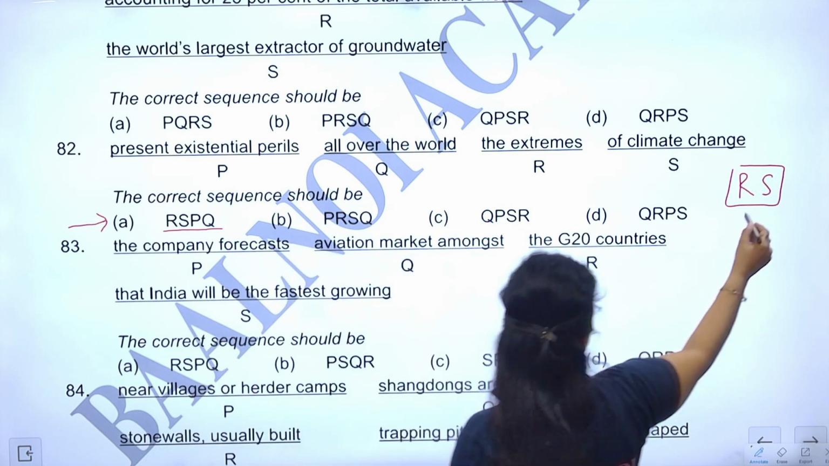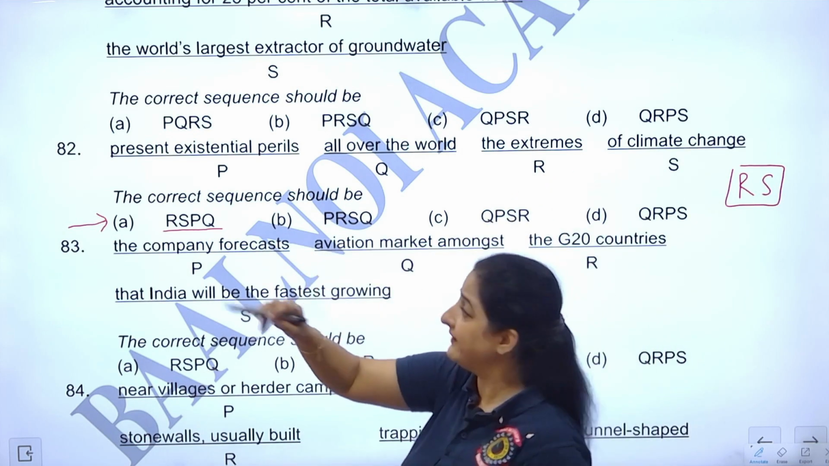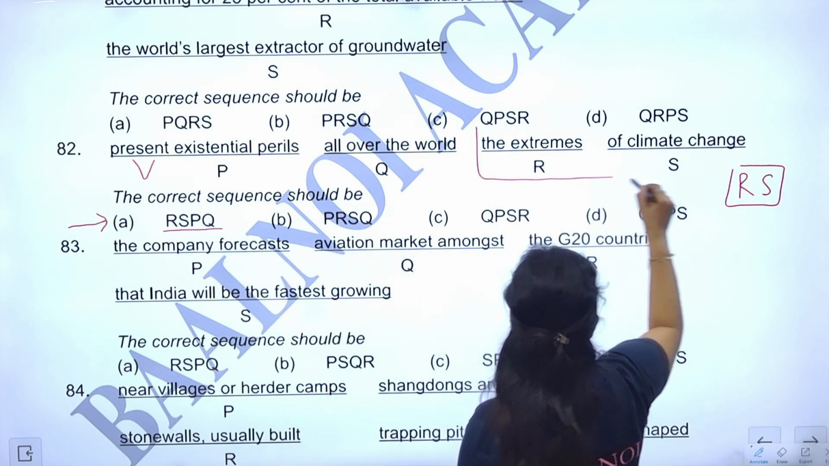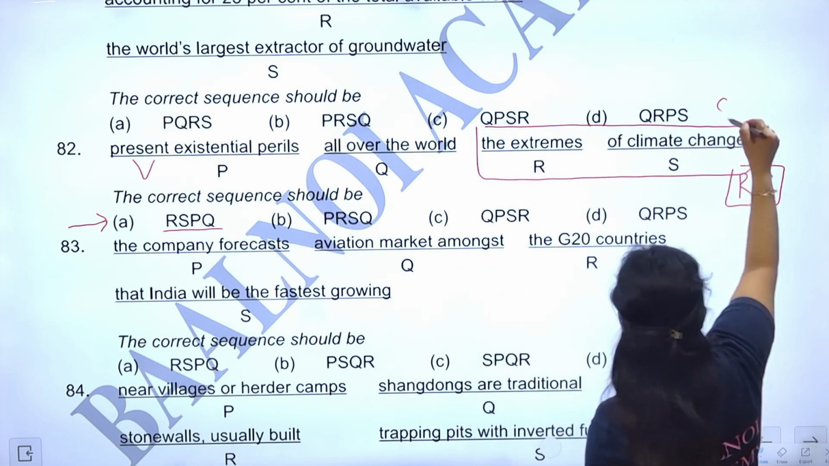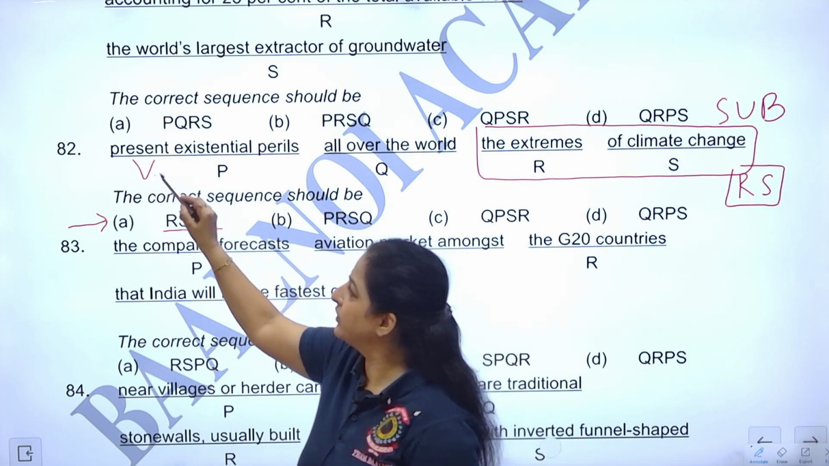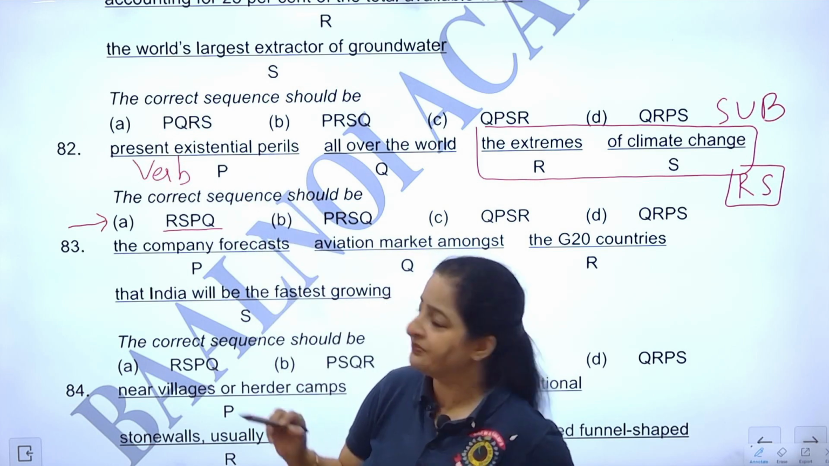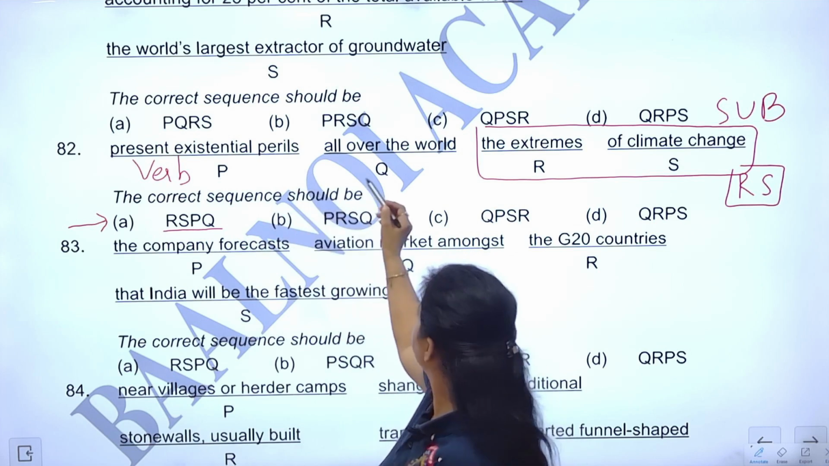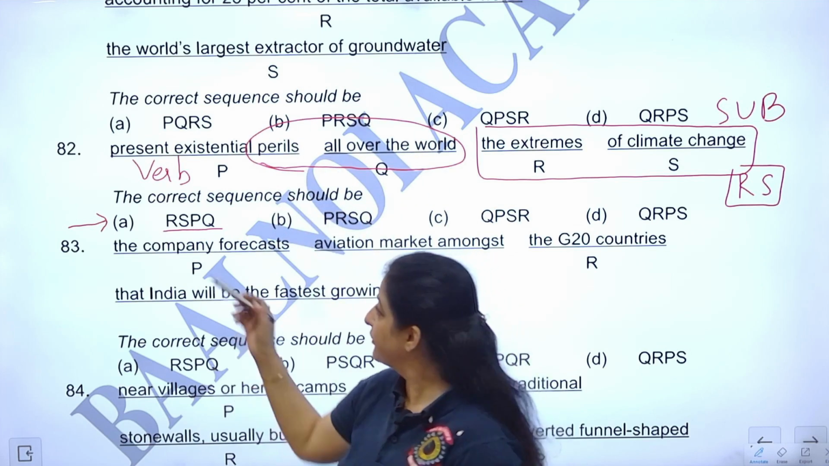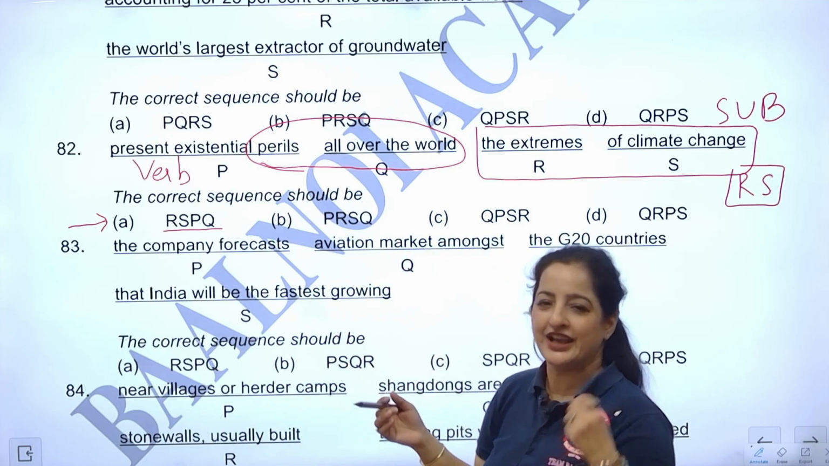Because R and S is a pair, and what is happening with the extremes, then there is a verb. Extremes of climate change, by the way, this entire thing is our subject. So what is the verb? They present existential perils. Perils means dangers. They present some danger where? All over the world. Perils all over the world. So this is also connected. So that's how this really looks like the answer, but then we have to check, we have to confirm.